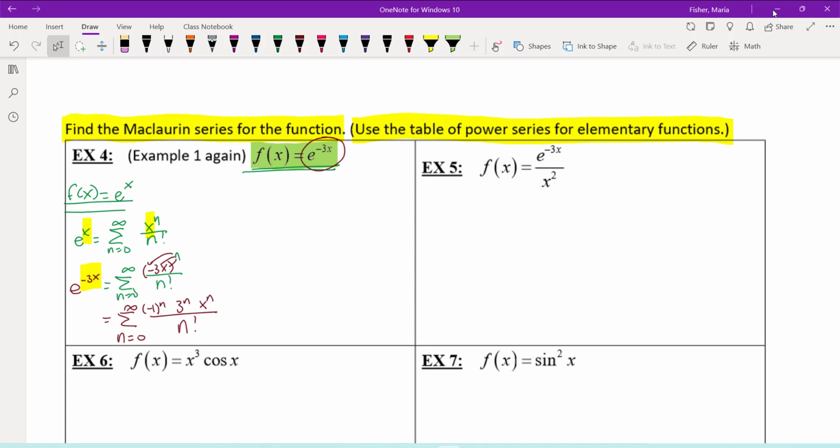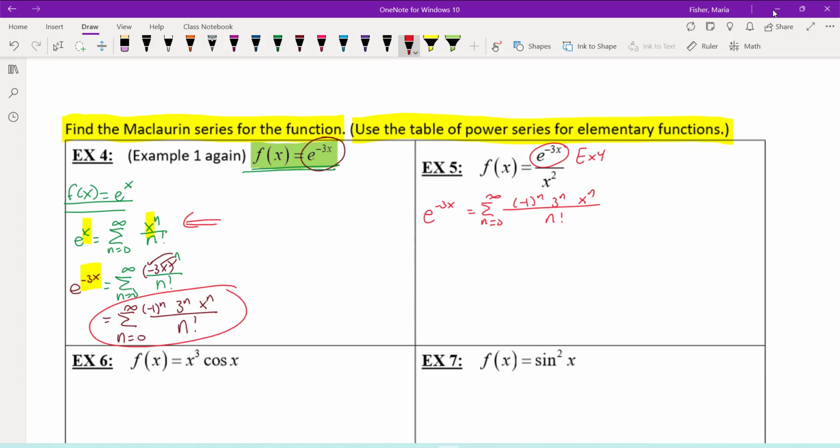It wants us to find f of x equals e to the negative 3x over x squared, again using that table of power series for elementary functions. So I already know what this guy is, because this is basically example 4. We know that e to the negative 3x was this guy. It was the sum from n equals 0 to infinity of negative 1 to the n times 3 to the n times x to the n all over n factorial. And remember, you'd build that off of e to the x.